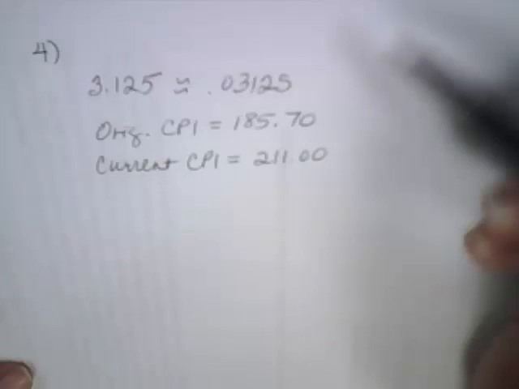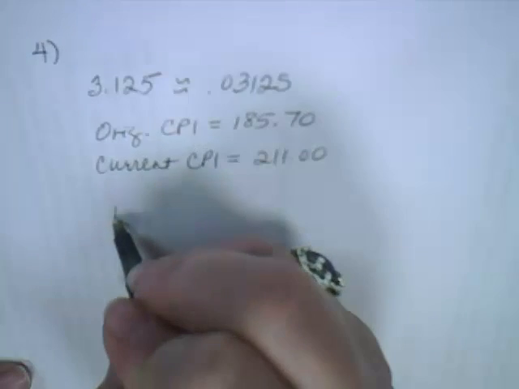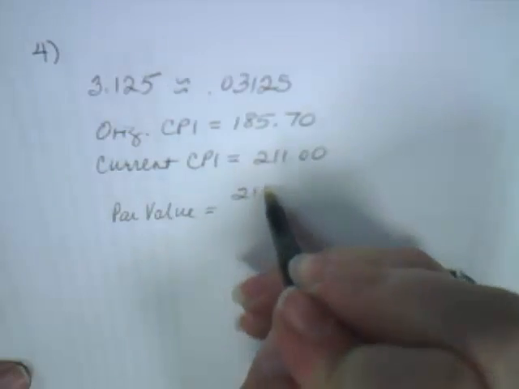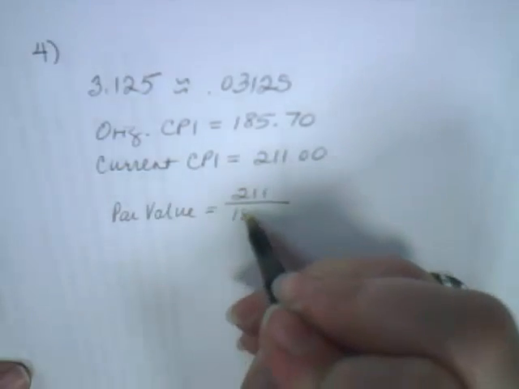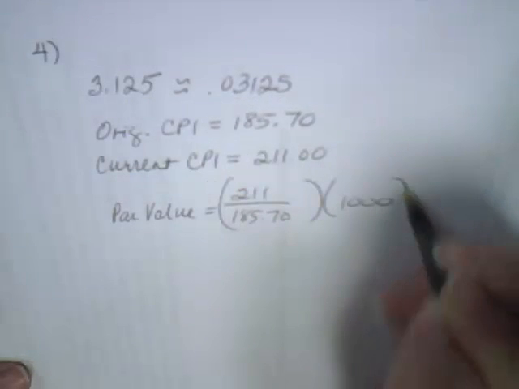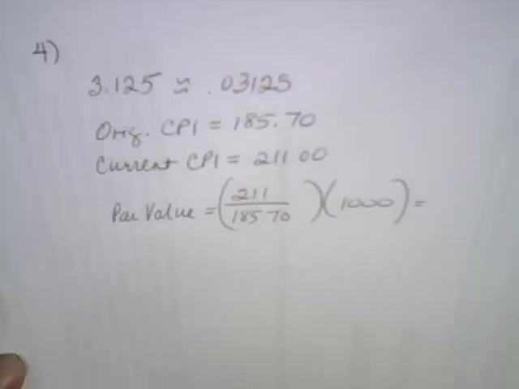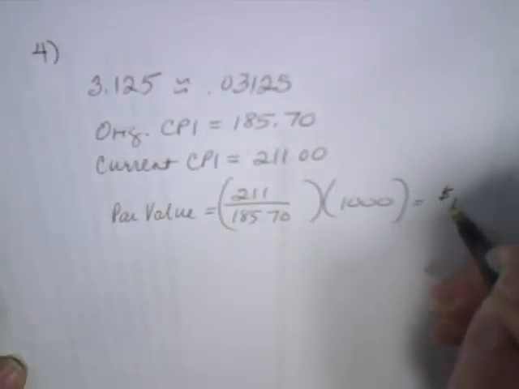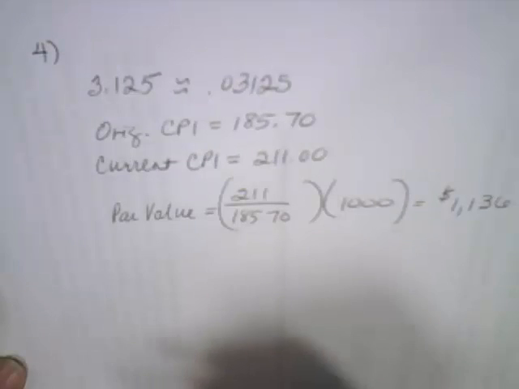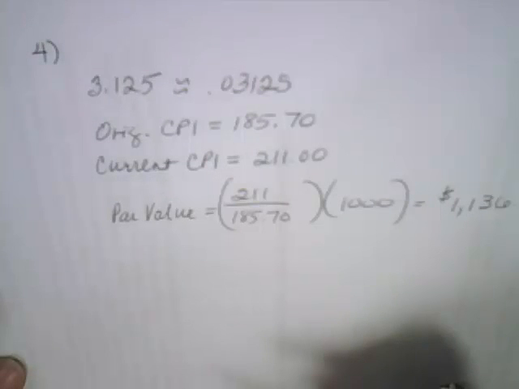And the way that's calculated is we're going to take the current CPI of 211, divide it by 185.7, and then multiply it by the par value. Again, this is how we calculate that base par value of a TIPS. And what we get is $1,136.24. So now we want to know what the interest payment is.